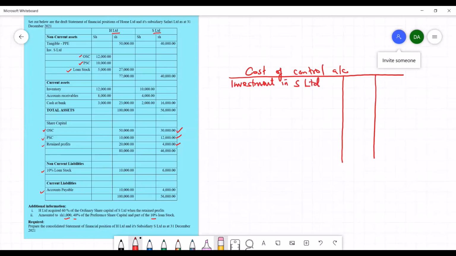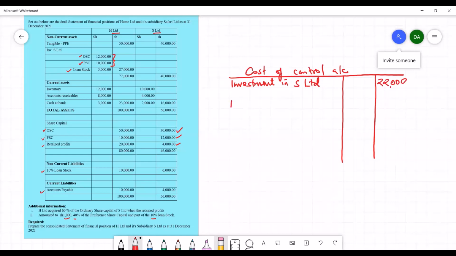Investment in S Limited is a total of 12,000 plus 10,000. Remember, we said that loan stock should not go to the cost of control account. What goes to cost of control account is ordinary share capital, preferred share capital, and retained earnings. So the total here of the two is a total of 22,000. That is the total investment. And this investment was to acquire.